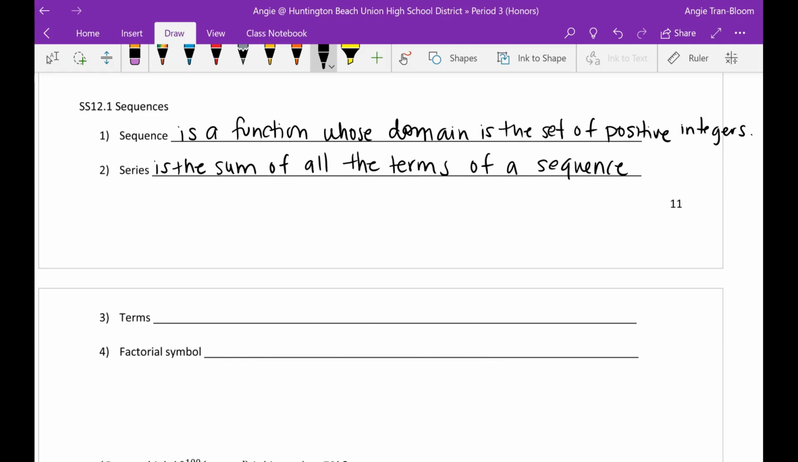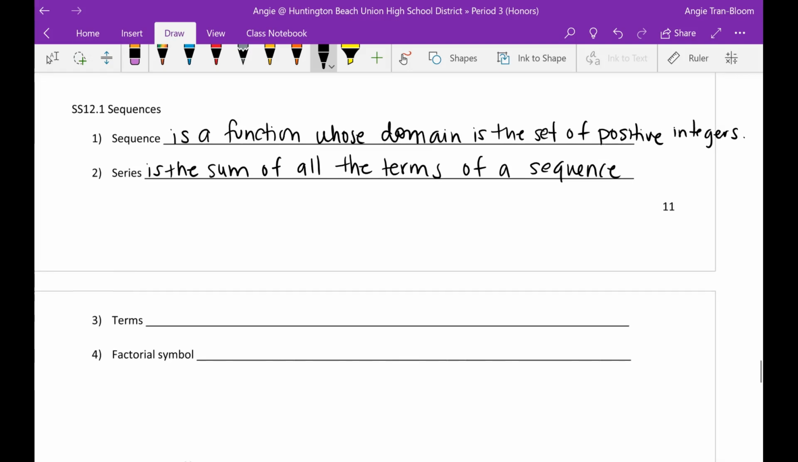All right. So we have the word terms. Terms are the numbers in the sequence.